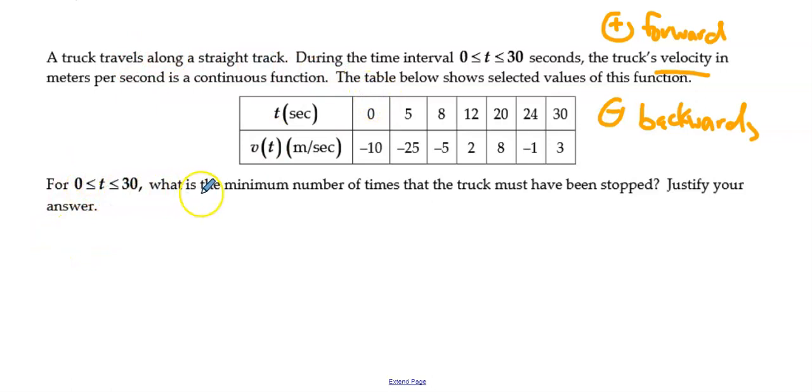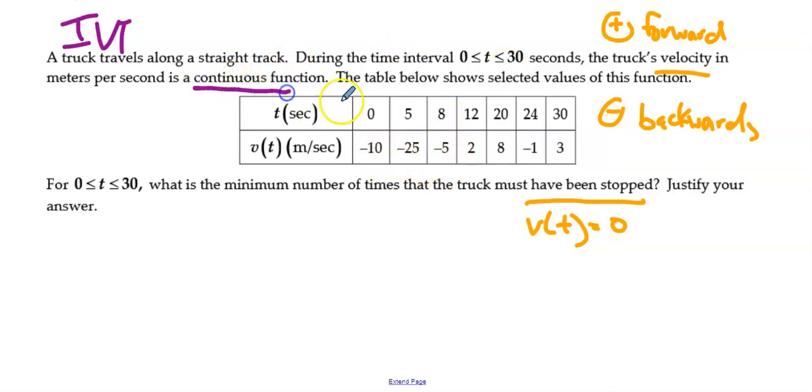We're in reverse. So it says, what's the minimum number of times that the truck must have stopped? Well, another thing that you guys will learn is that when velocity is 0, that means the particle has stopped. It's at rest. So where's it 0? So this is a very, I think, direct IVT question. This is an IVT question because right now at time equals 0, we're backing up. All right, we're starting back up. Time equals 5, we're still backing up, right? We're backing up at a faster rate, but we're still backing up. At 8, we're still backing up, right? Everything here is negative. And it's a continuous function. It's a continuous function, right?